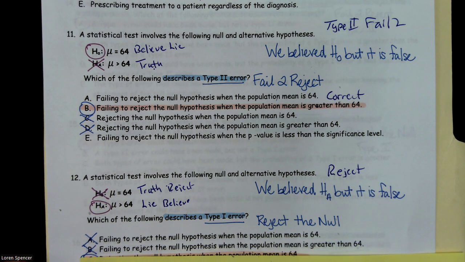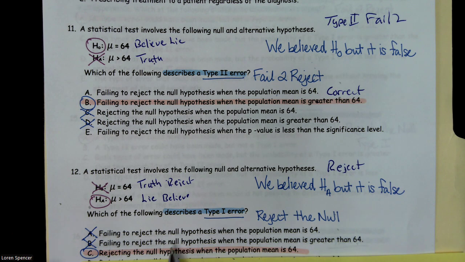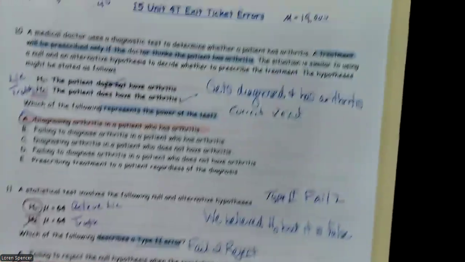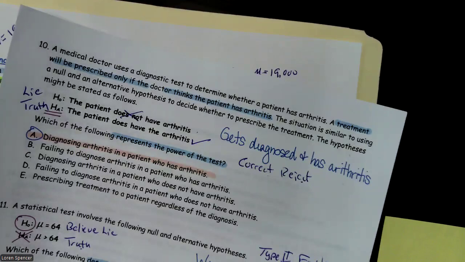All right. So we need to reject the 64. So failing to reject can't be. So it has to be a rejecting, but rejecting the null hypothesis when the mean is actually 64. Yeah, we rejected it when it was actually 64. That's what it means by truth. All right. Continuing on, number 13.